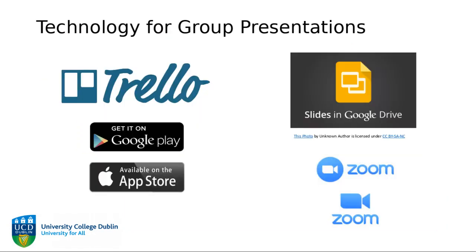So a few pieces of technology that can help with group presentations is firstly a thing called Trello, which I think Fiona covered in the group work presentation last week anyway. But Trello is kind of like a project management app that allows you to break down tasks and assign them to particular group members. So it makes it very clear on who is doing what and what your responsibilities are and what you need to do before you meet next.